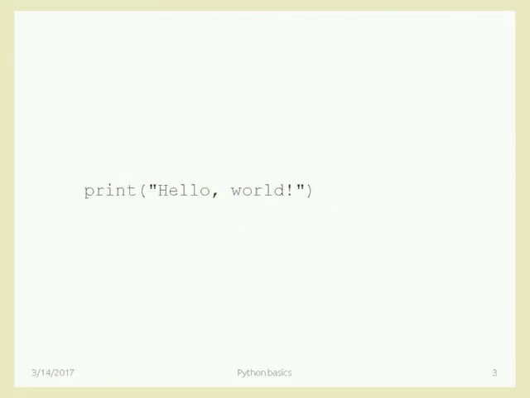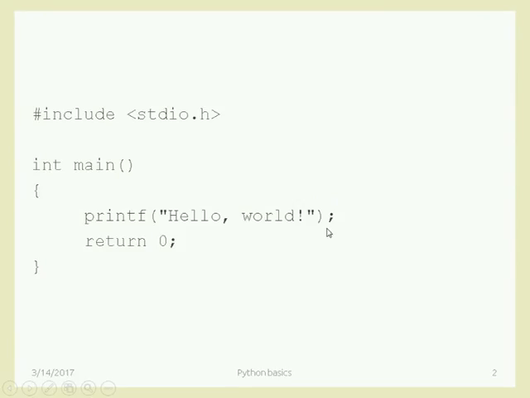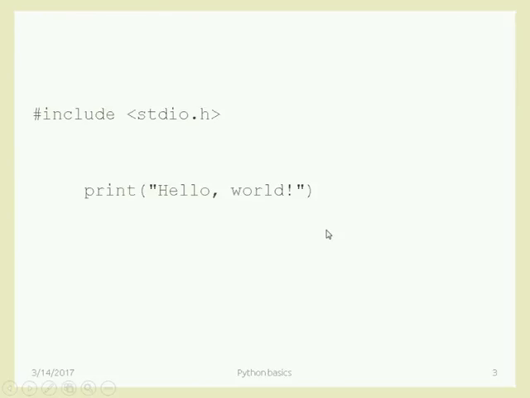The Python equivalent is this one. So more readable, more concise, no include of standard input-output or whatever, no braces. And we should notice at least three things. The first one is that we don't have anything at the end of the line. While here in C we have something at the end of the line, here we don't have anything. An instruction in Python terminates with a new line.